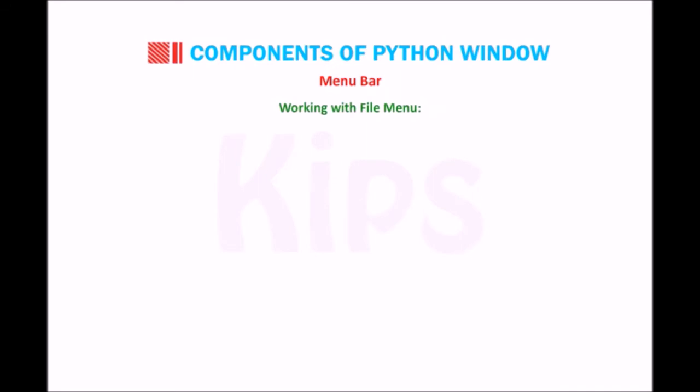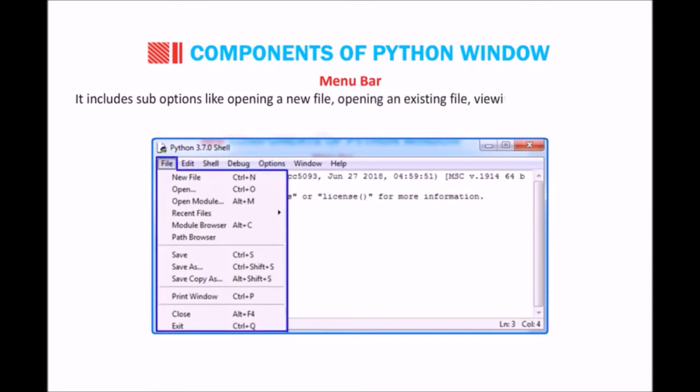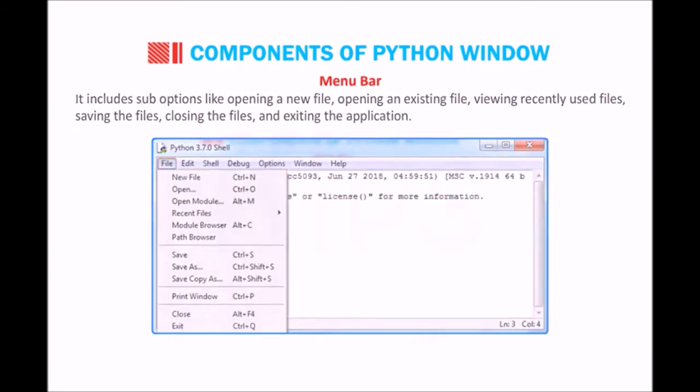Working with File menu. This menu is used to work with the options related to the currently used file. It includes sub-options like opening a new file, opening an existing file, viewing recently used files, saving the files, closing the files, and exiting the application.